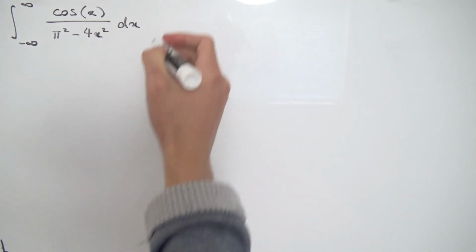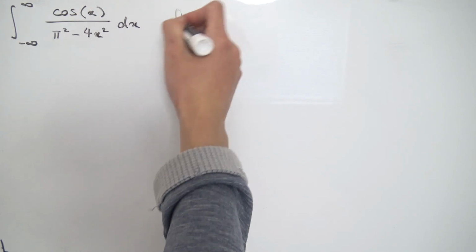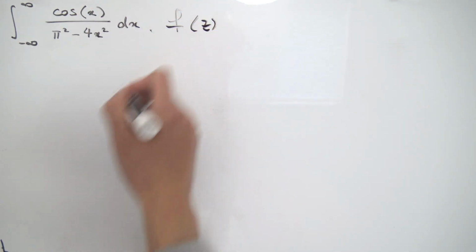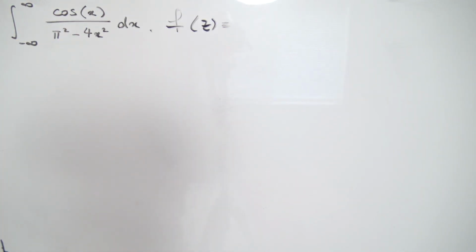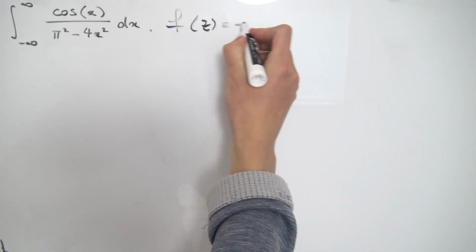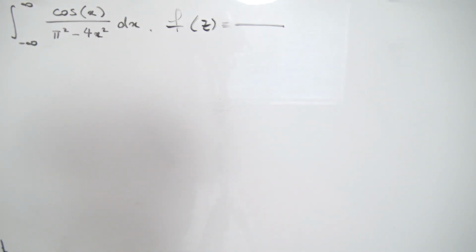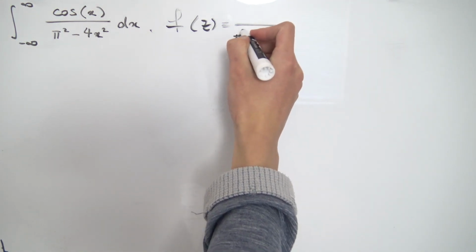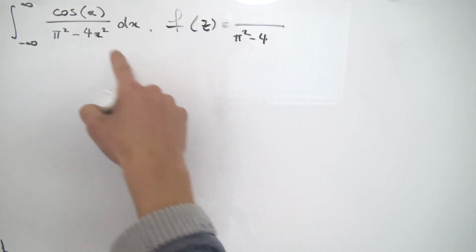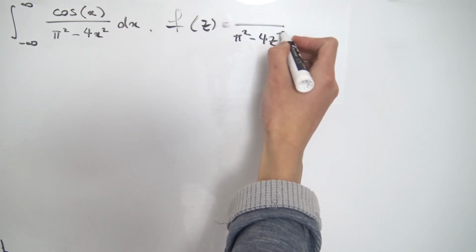So as always, we want to define for ourselves a new complex valued function. Let's call it f of z, and we're just going to let it equal this integrand right here, but with some modifications. First of all, we're going to replace all the x's with z, so we're switching from real valued inputs to complex valued inputs. Let's take a look at this denominator. We have pi squared minus 4, and now instead of x squared, we're going to have z squared.